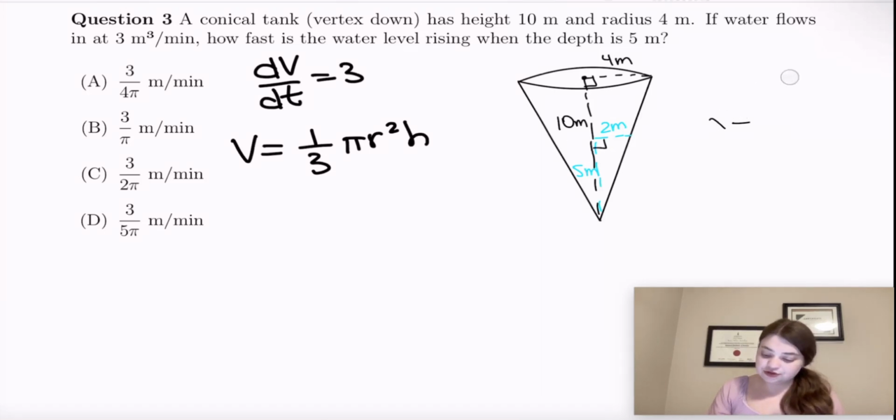We can also use similar triangles to relate R and H. We can say that R over H is equal to 2 over 5, which means that R is equal to 2/5 times H.